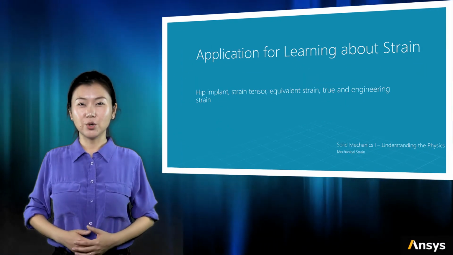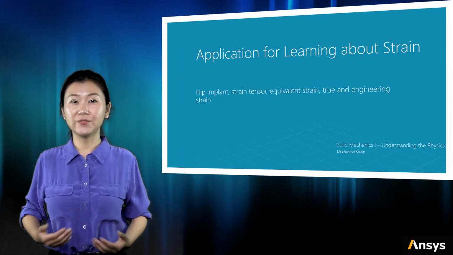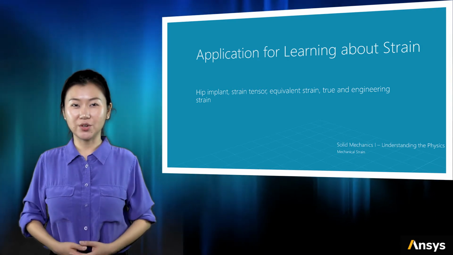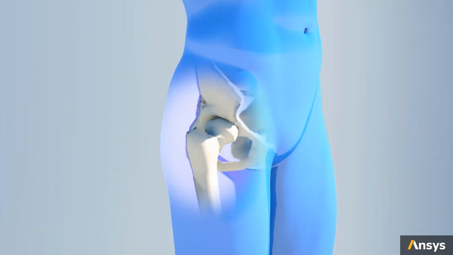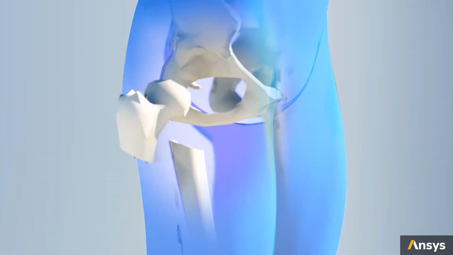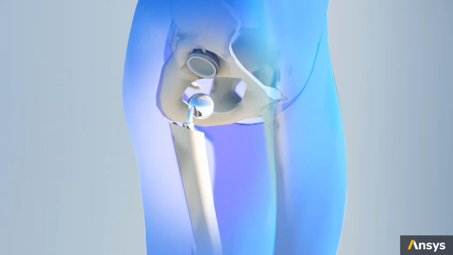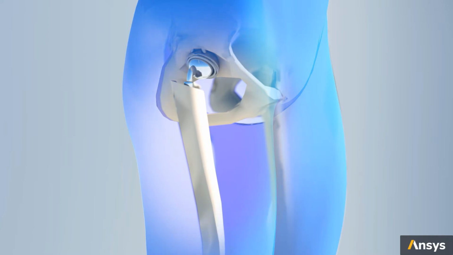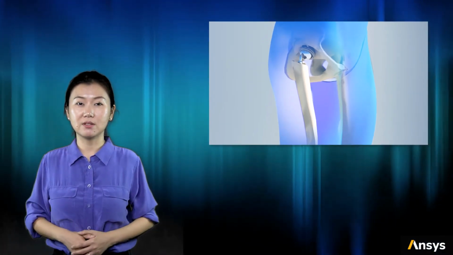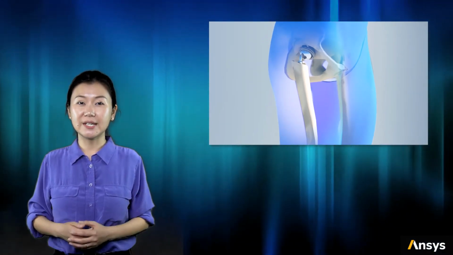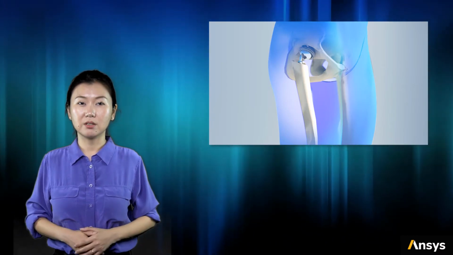In this session, we use a hip implant problem to review the knowledge we have learned about strain. Hip implant is a surgery to replace a worn out or damaged hip joint. A painful hip joint is replaced by an artificial joint, often made from metal and plastic components. And here the simulation is conducted on the metal implant part.